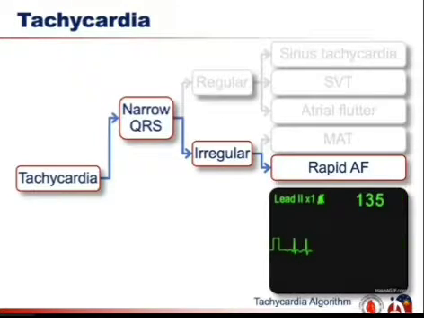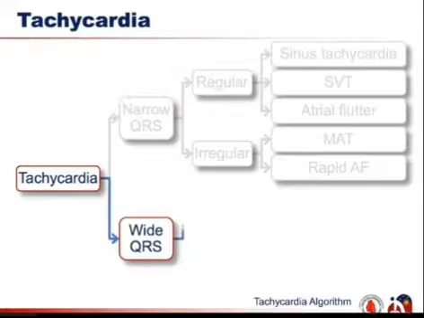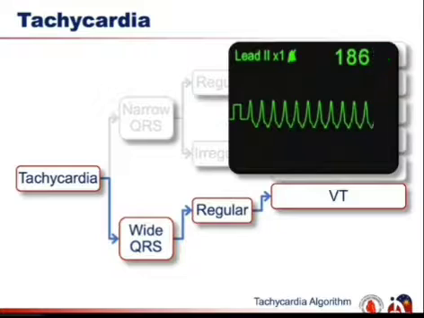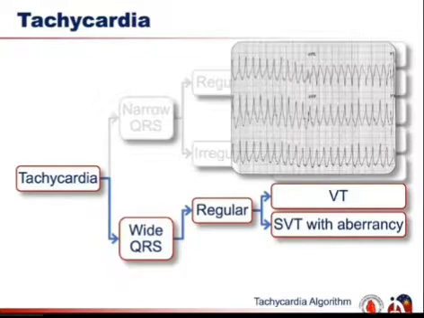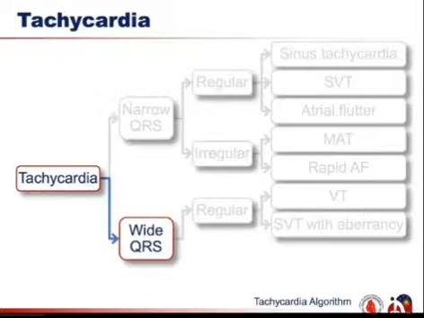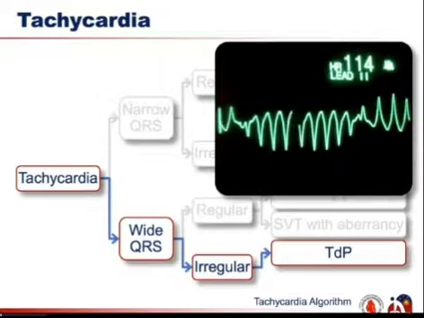Wide QRS tachycardia is also further classified into regular and irregular wide QRS tachycardia. Under regular wide QRS tachycardia, ventricular tachycardia is the most common arrhythmia we encounter, and on rare occasions, we may encounter cases of supraventricular tachycardia with aberrancy or pre-excitation. Under irregular wide QRS tachycardia, we may see torsade de pointes, or less commonly, atrial fibrillation with aberrancy or pre-excitation.